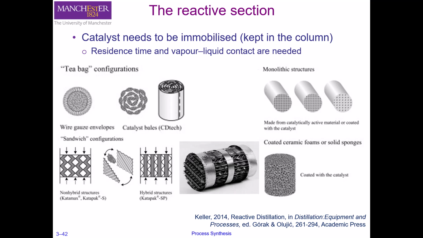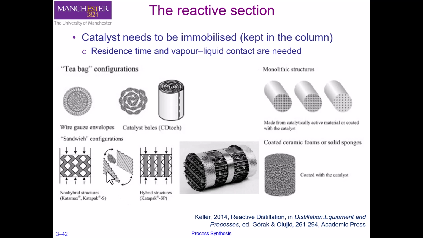For example, one of the options, here you can see on the top left corner, is called a tea bag configuration. So here we have a very fine mesh that holds the catalyst, and so you have these different pellets of catalyst throughout the reactive zone. The liquid and vapor can pass easily through this mesh, but the mesh is fine enough that it doesn't allow the catalyst particles to escape.